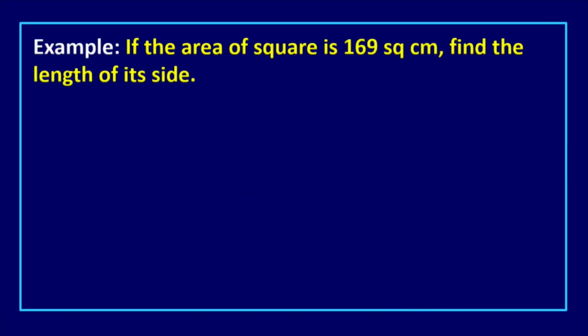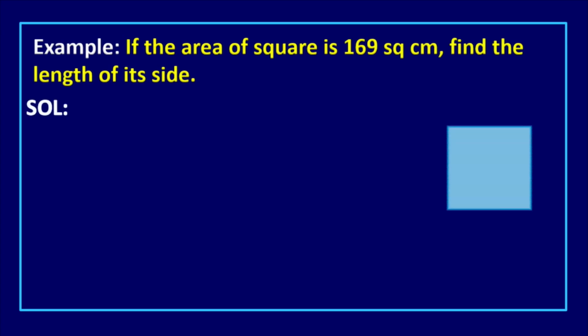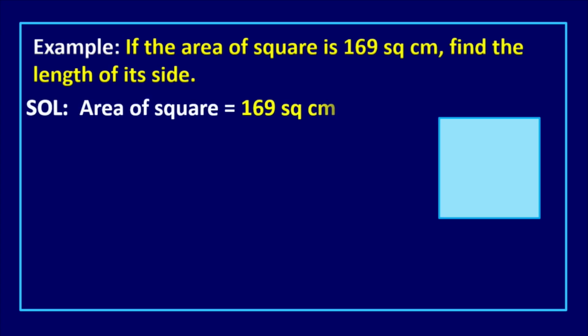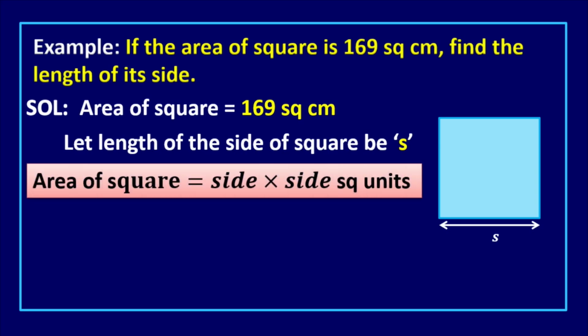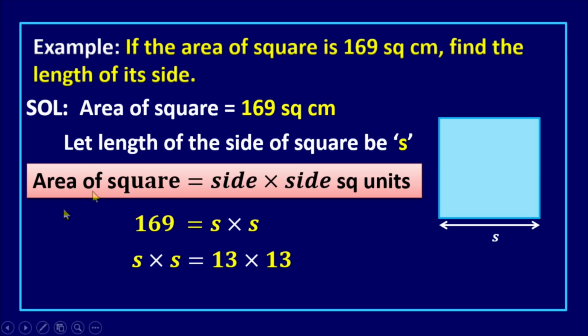So let us take an example children. If the area of a square is 169 square centimeters, find the length of its side. Let us see the solution. So here a square is given to us and its area is given as 169 and we don't know the length of its side. So I am assuming it as S. Got it children? And we have seen already area of a square is side into side or S into S square units. So 169 is equal to S into S. Now I can write 169 as 13 into 13 because 13 13s is 169.